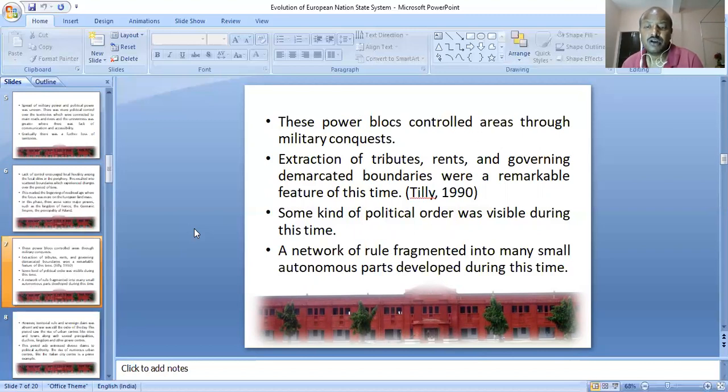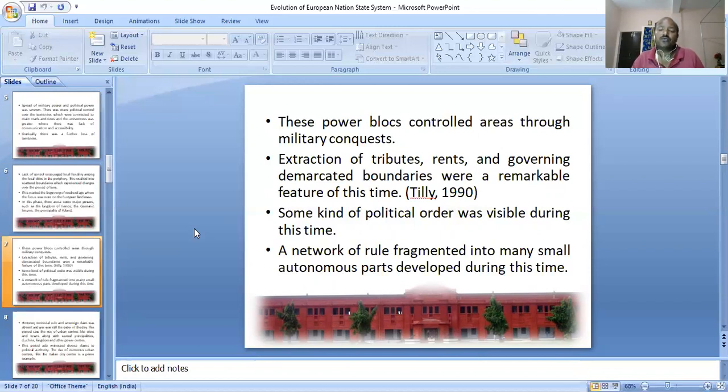So some kind of political order was also visible during that time. Remember, when we speak about the European state system, it actually began from the medieval period, when we could see some kind of political formation in medieval Europe, because the nation states or the would-be nation states were trying to consolidate their position in European societies, and they were trying to emerge as a unified territory within that European system.